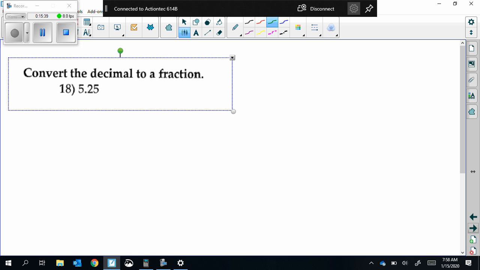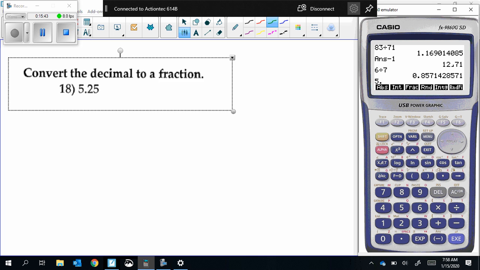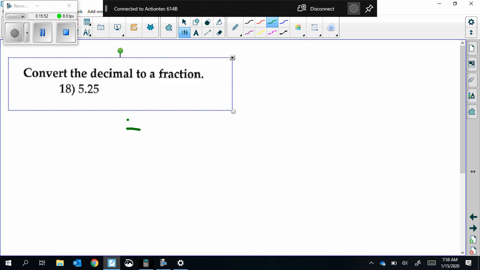5.25 to a fraction. Type it in, 5.25. And then you can press the F to D button. 21/4. If you wanted it as a mixed number, you just wouldn't type in the 5. The 5 would be your whole number part. The 0.25 would be 1/4. Either way is correct. They're both fractions.